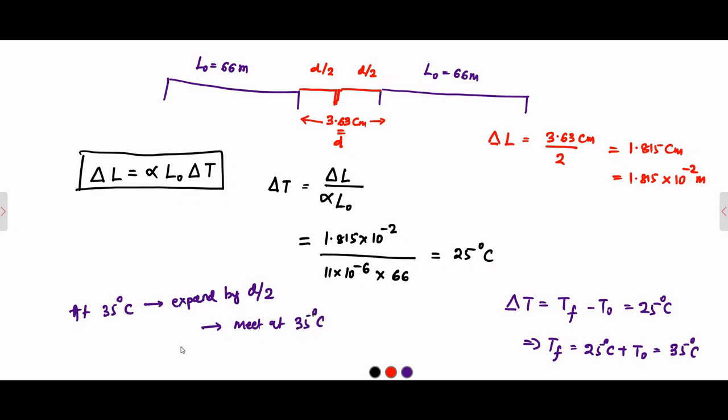So initially at 10 degrees Celsius, final temperature at 35 degrees Celsius, both the rails will expand linearly and meet together at the point and fill in the separation gap. This is the reason why when railway lines are laid, some gap is left in between them, to account for the thermal expansion. Okay, so this is the first question which we have discussed.